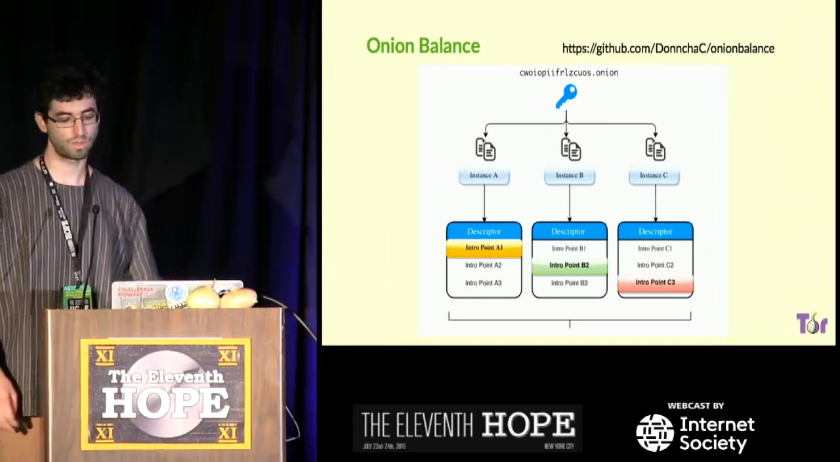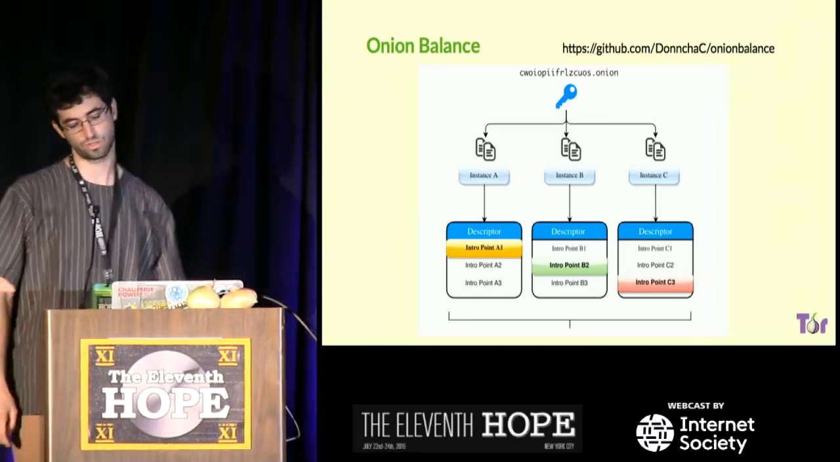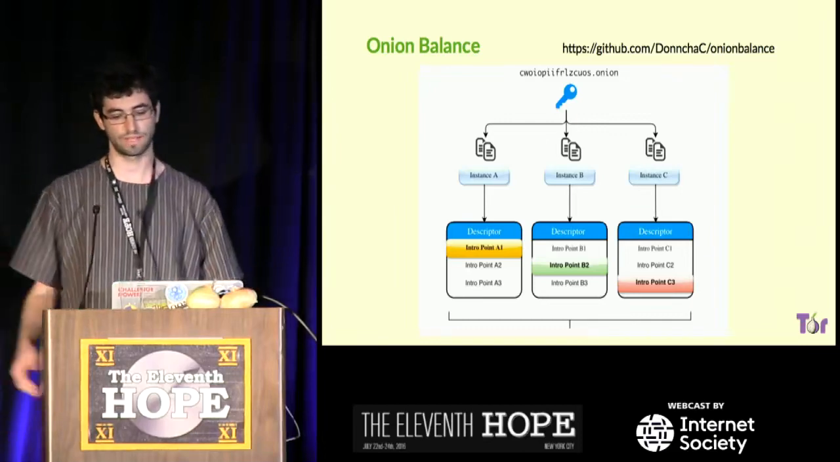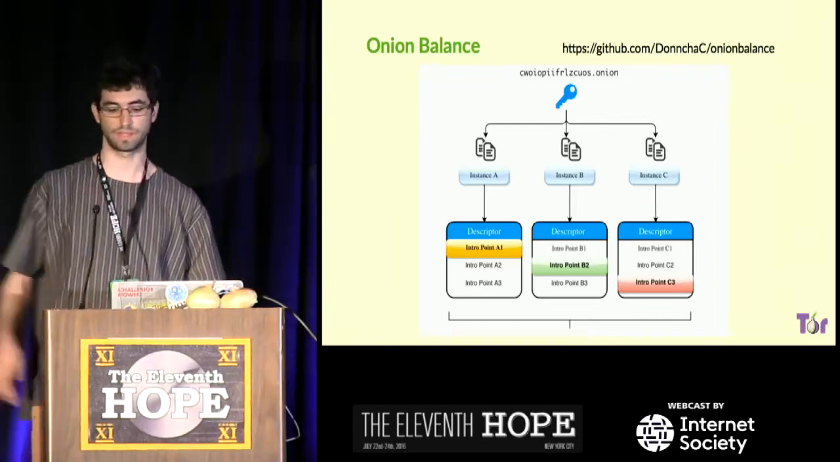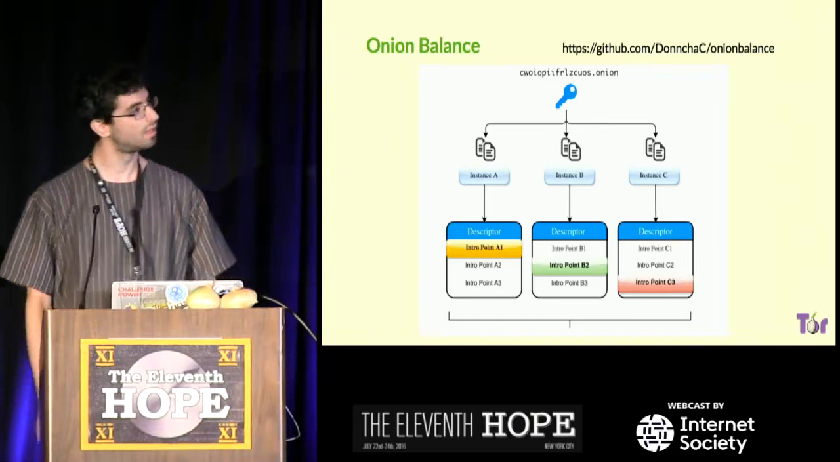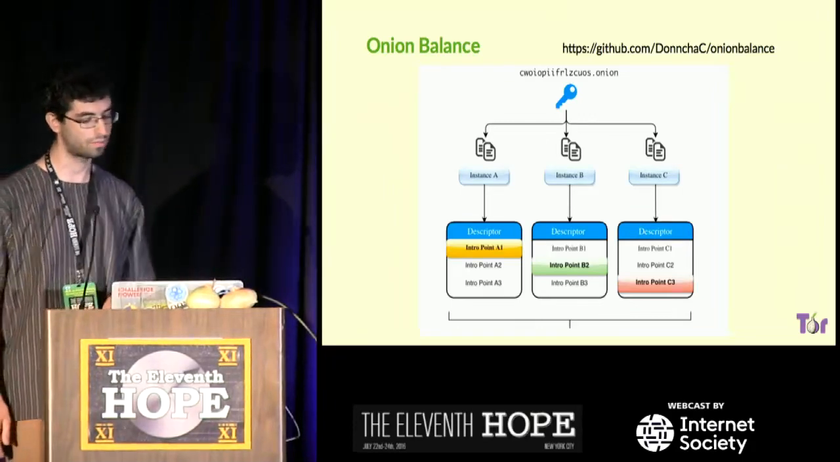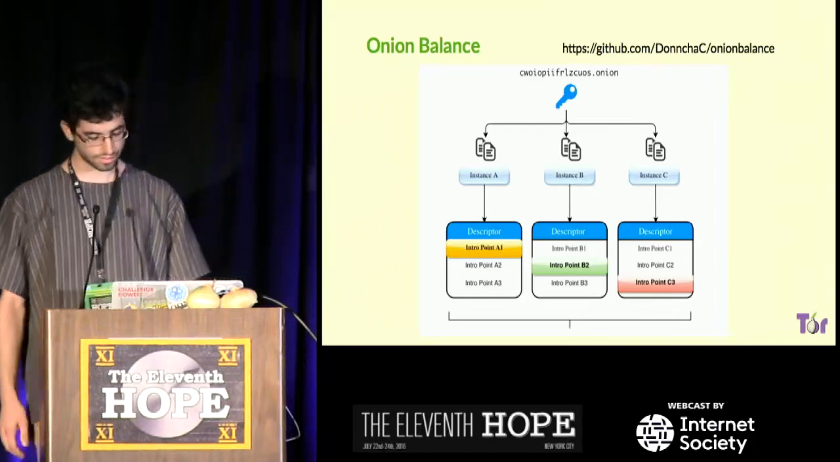It's actually quite easy to use. You just have to set up n hidden services with the same web root or whatever, and then point onion balance to them, and then onion balance will do all the rest. You can get the GitHub link there and try it out, please. I think we will be quite interested in your experience.